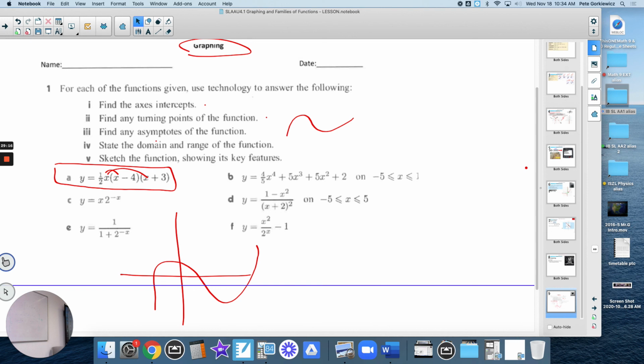Would it be helpful to have graphs in there next time?